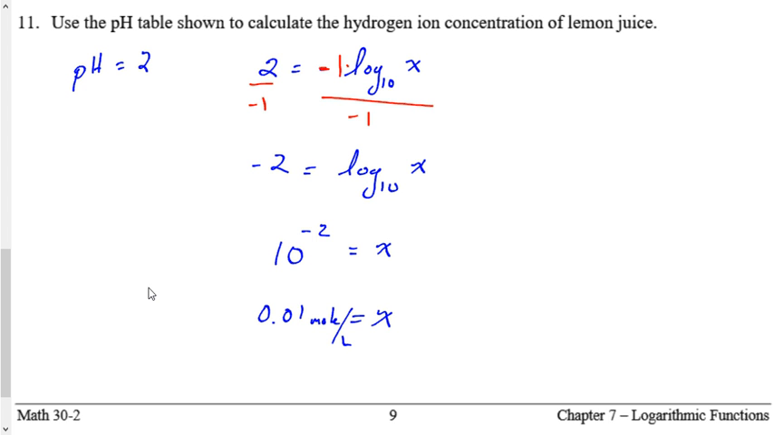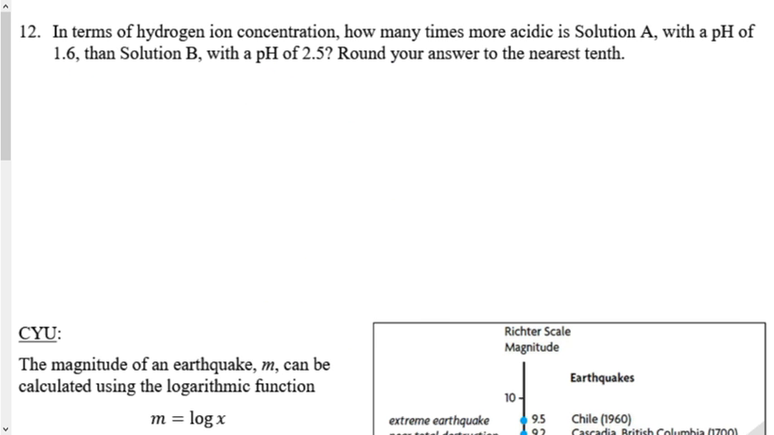Let's move ahead to the last page of this lesson. In terms of hydrogen ion concentration, how many times more acidic is solution A with a pH of 1.6? Well, I better start organizing my information here. So I have pH, I'll do a little subscript A. This is equal to 1.6. Compared to solution B with a pH, so pH with a subscript B is 2.5.